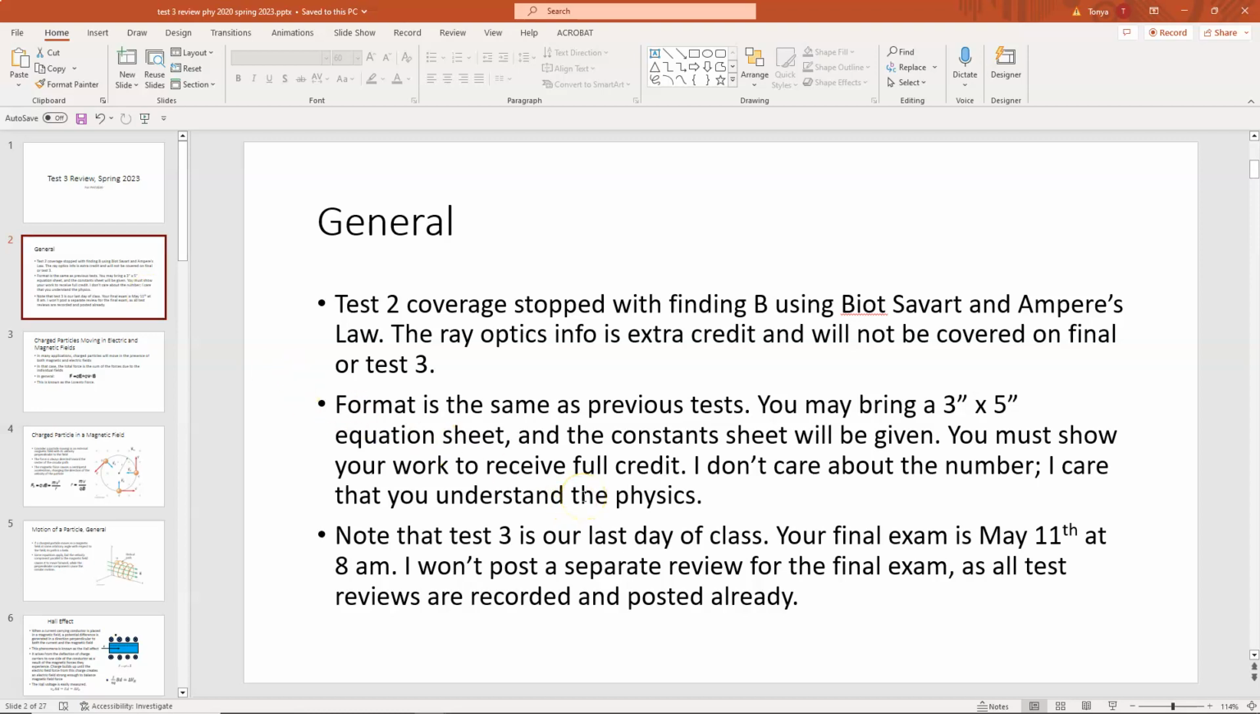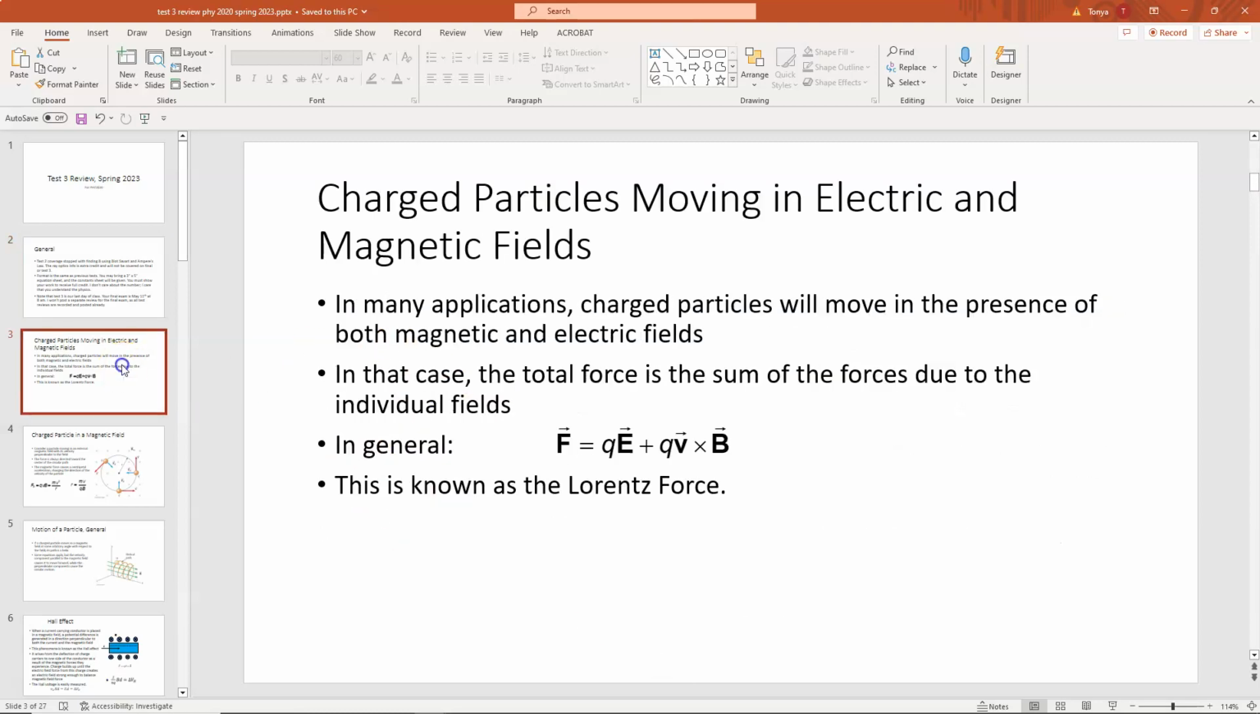I'm not going to post a separate online review for your final exam because all of the Test 1, 2, and 3 reviews are already posted and recorded. So if you want to go back and look at any specific material, you can just look at those reviews, or you can look at the recorded lectures for any of the material if you feel a need for a refresher. Okay, so now into the material.